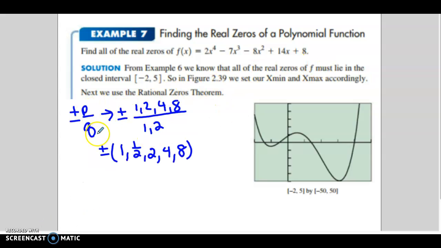So looking at our plus or minus p over q, our p is 8, our q is 2, so we have factors of 8 over factors of 2 and all those combinations. If we look at our graph here, it looks like 4 is going to be one of them, and then maybe negative 1/2 right here. Doesn't look like there's anything else. No 1, no negative 1, no 2, no negative 2, and no negative 4 and negative 8, because that's out of our boundary.